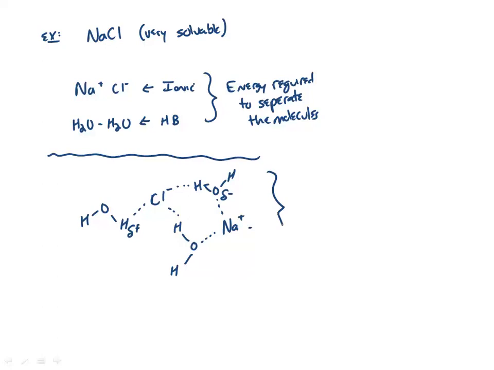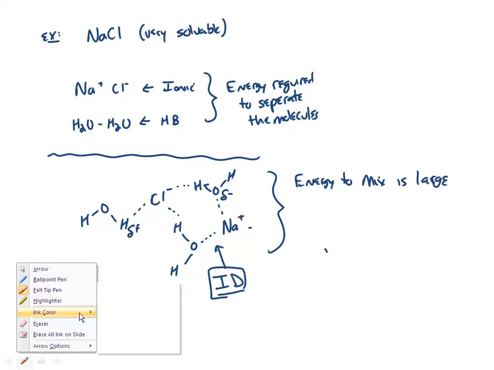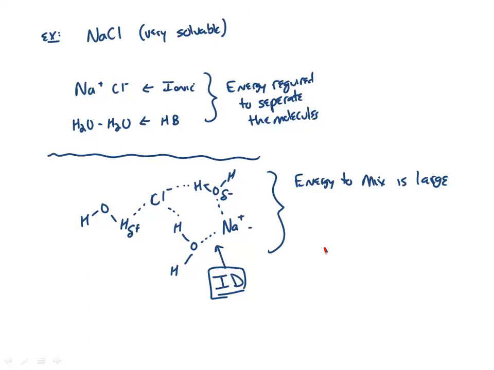And so here, that energy to mix is really an example of, remember, these are ion-dipole interactions. And so the energy to mix is large. Therefore, if we put it in terms of energy, the energy to separate them is less than the energy that we get from mixing them together. Therefore, they're soluble.